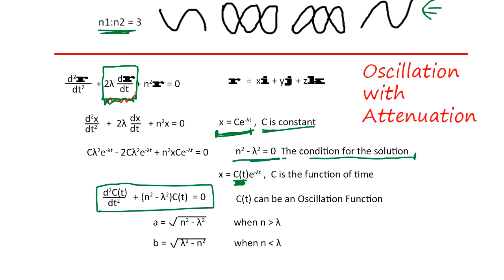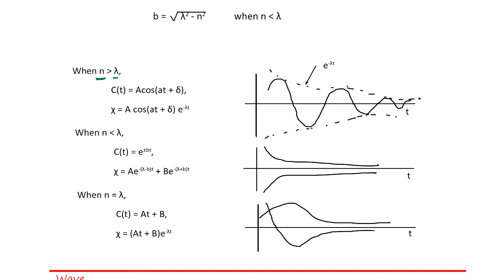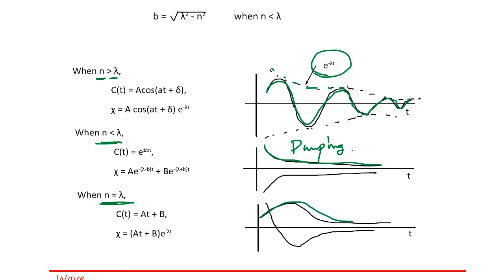So c has something to do with the differential equation solution, and the solution involves the square root of n squared minus lambda squared. When n is larger than lambda, the solution will be an attenuating sine form. This attenuation is expressed by this. When n is smaller than lambda, then it's simply a monotonous damping function. When n is equal to lambda, it will have a single hump and go monotonous. So that's the kind of function we get as a solution.